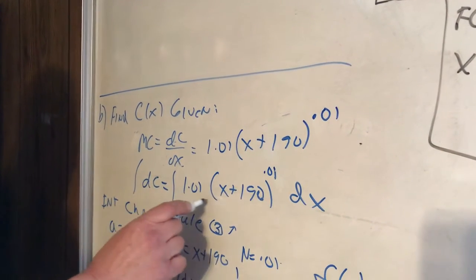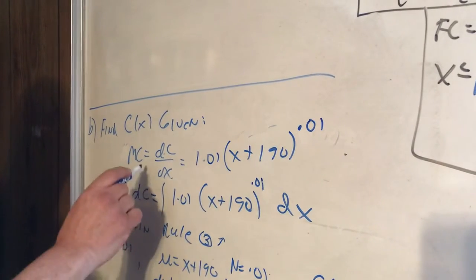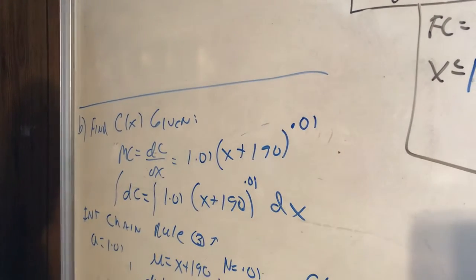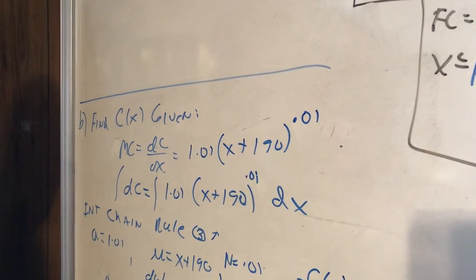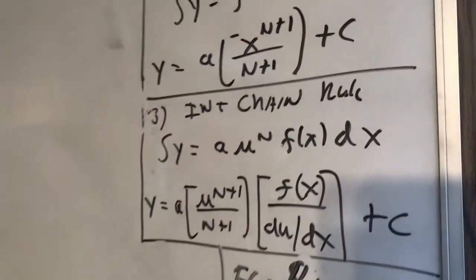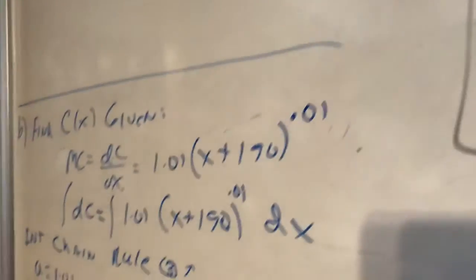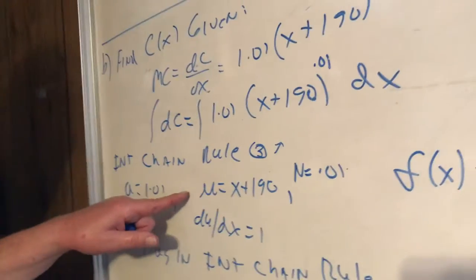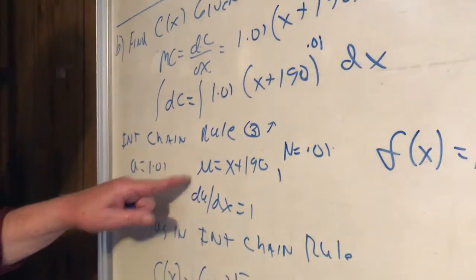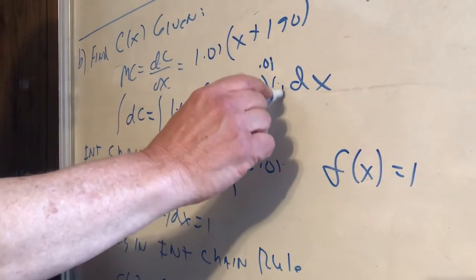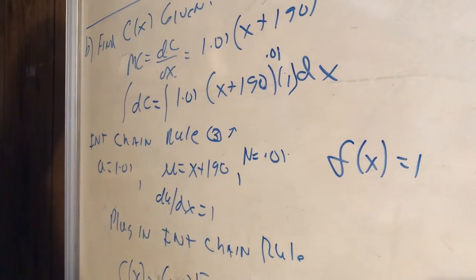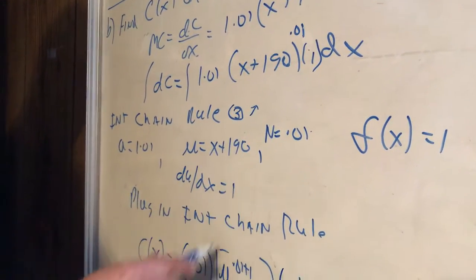So you might want to just erase that. Take the integral, multiply out by dx: 1.01 times (x plus 190) to the 0.01. That's a chain rule, rule 3 here. Define your a is 1.01, u is x plus 190, n is 0.01. F of x is right in here, just 1. du/dx is also 1.